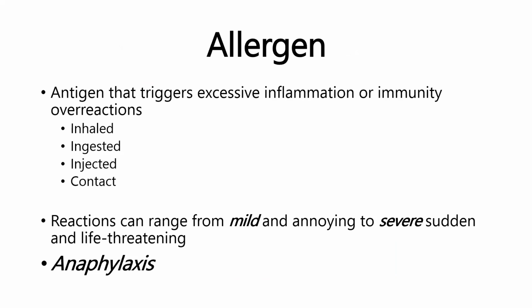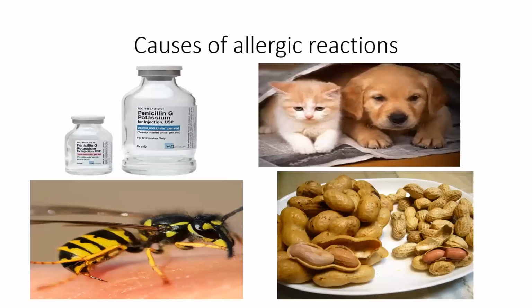So allergens are antigens that trigger excessive inflammation or immunity. So antigen is the foreign body. Allergen is a very similar word that we can interchange. They can be inhaled, ingested, injected, or you can come in contact with them. Reactions can range from mild, which can be annoying, to severe, which can cause sudden, life-threatening reactions called anaphylaxis. And you need to know what to do in an anaphylactic type reaction.